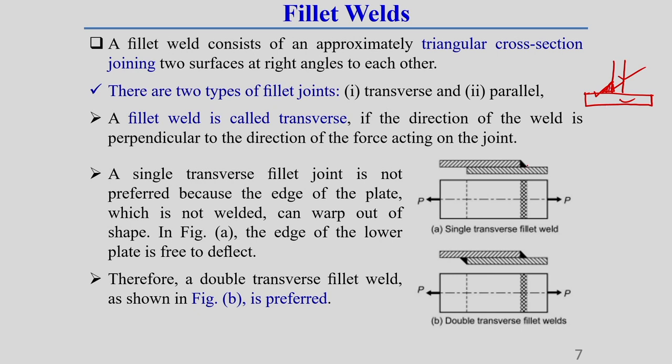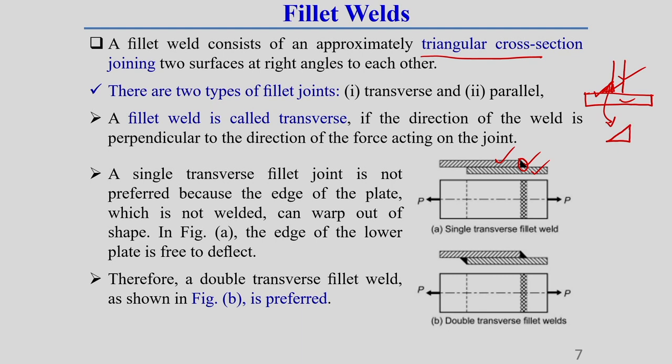In this case also, I have shown this is one plate, this is another plate. At this edge I have done a fillet welding whose shape is triangular in nature. These things you should keep in mind. A fillet weld consists of an approximately triangular cross section, and if you see this weld cross section, its shape is generally triangular.